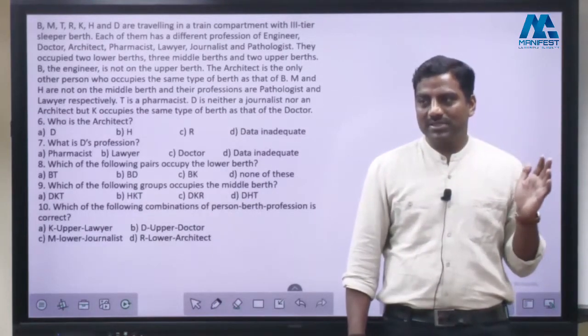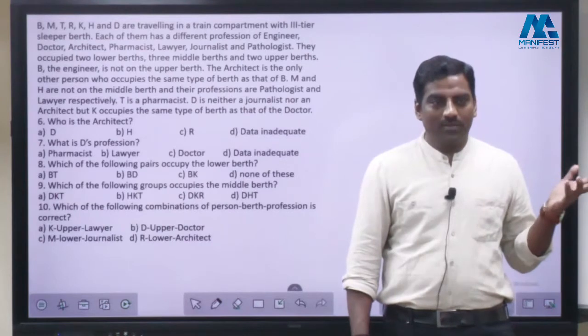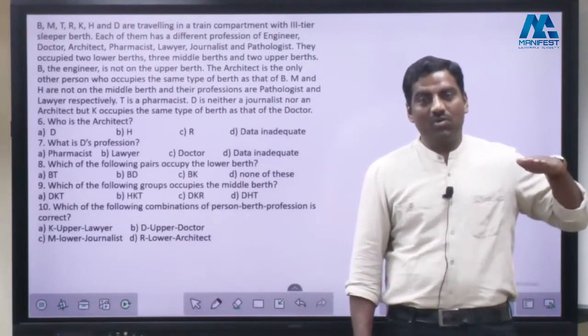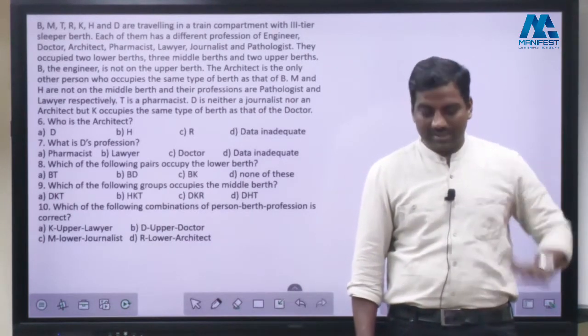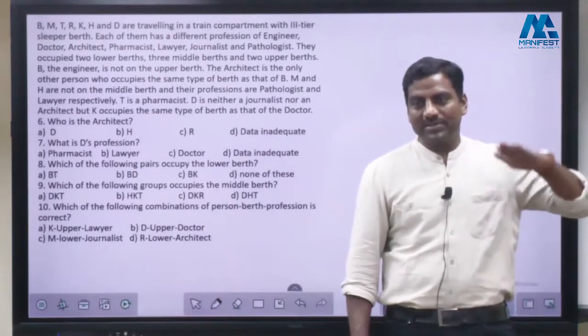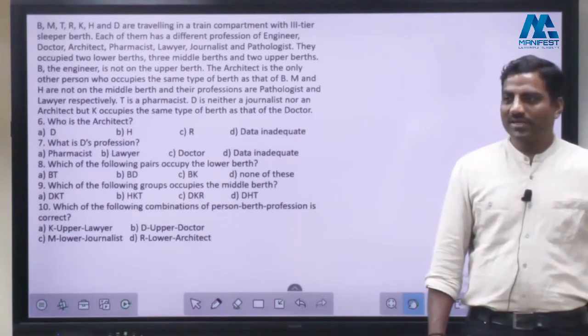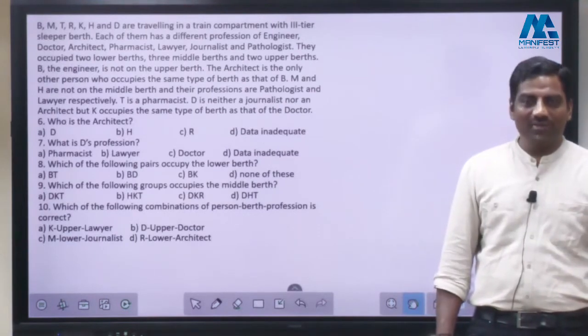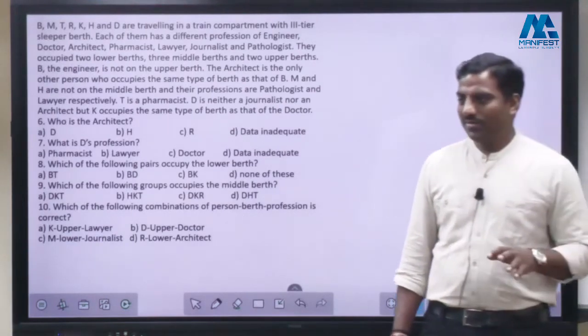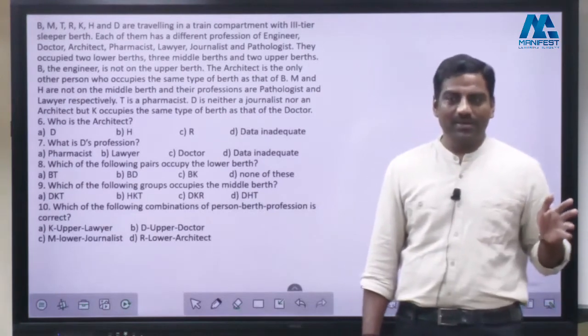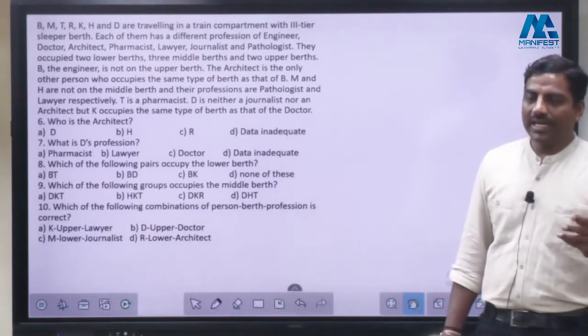During Mamata Banerjee's portfolio holding for railways, she had put one more, side middle also. Side lower and side upper, side middle. It was like suicide. So after 1 year or 1.5 years, they removed that one, because it was so congested then.